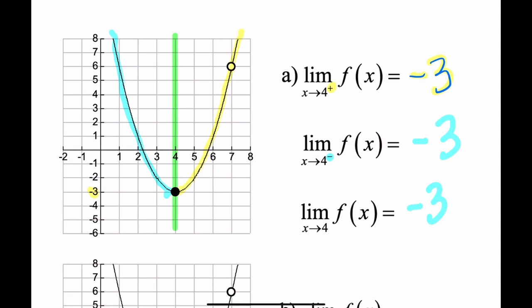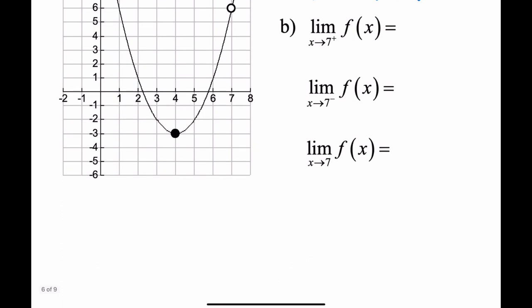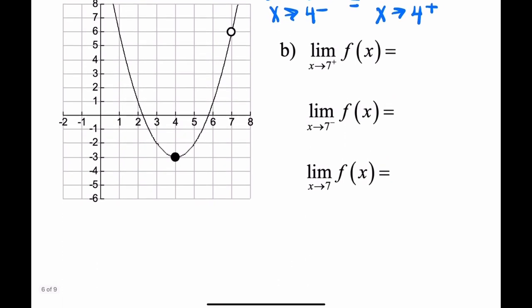And do not forget your justification. So here I would say the limit of f of x as x approaches 4 from the left is equal to the limit of f of x as x approaches 4 from the right. There's my justification. Moving on to my next example.